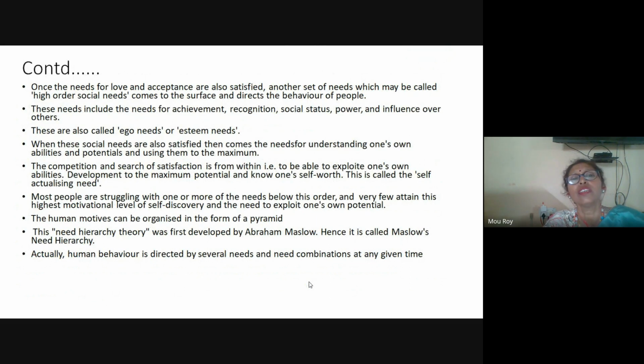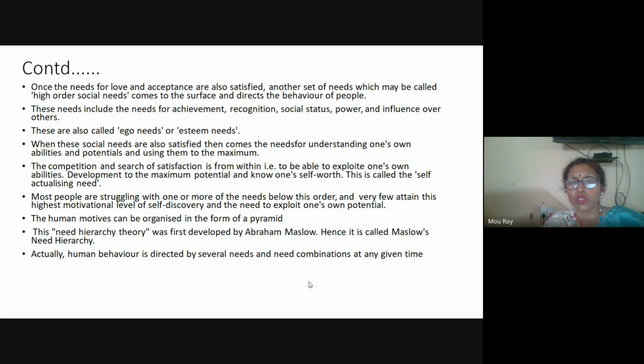Once the needs for love and acceptance are satisfied, another set of needs, which may be called the higher order social needs, comes to the surface and directs the behavior of the people. What does this include? It includes the needs for achievement. I want to have a promotion. I want to be at a better position. You need recognition. You need popularity. You have a social status. You get the power. You have influence over others. These are also called ego needs or esteem needs.